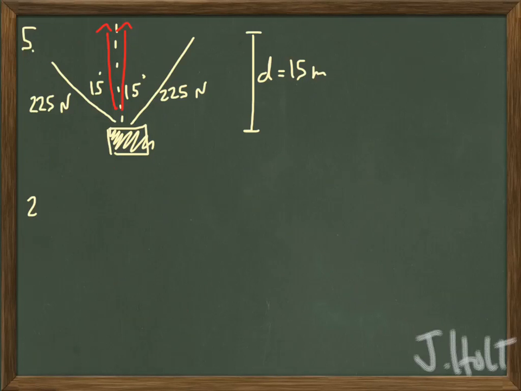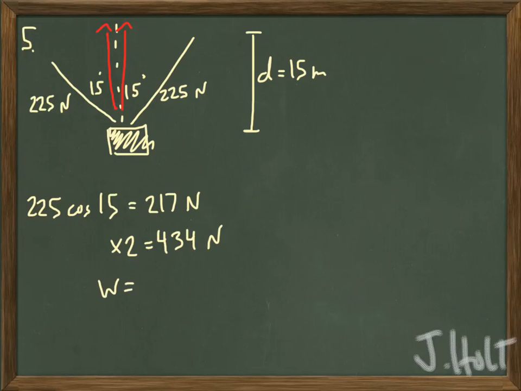To put those values in the y direction, we need to use our cosine function. There's two of them, so don't forget to double it. And then we can just solve work equals FD, and we know both of those.